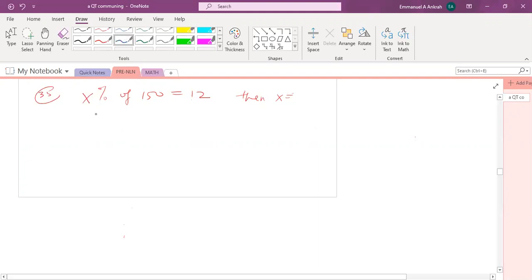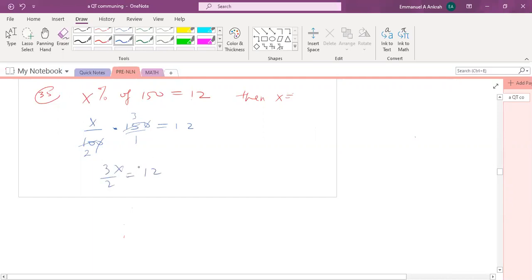Okay, let's do this. So you can say that x over 100, that's x percent, of means multiplication, times 150 should be equal to 12. That would be the algebra approach. All right, so if I reduce to lowest terms, I can put this over one. I can cross these zeros out, so that is gone. I can reduce this to lowest terms. 5 here is 2, 5 here is 3. So I end up with 3x over 2 is equal to 12.